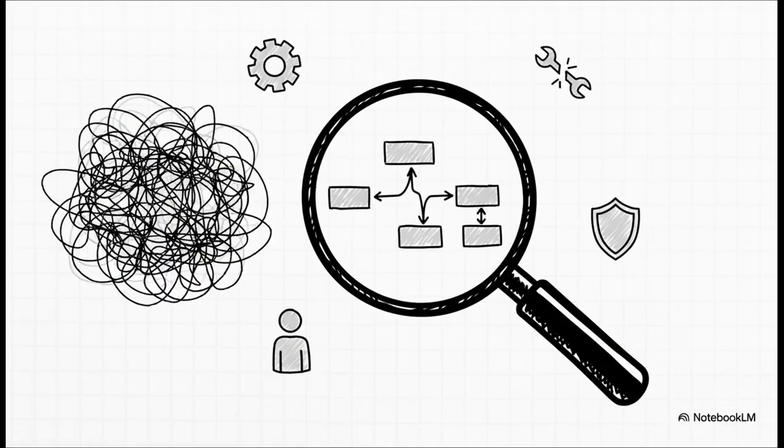So why do people go to all this trouble? Well, because these maps let a business truly see itself, maybe for the first time. They are absolutely essential for designing better systems, for spotting those annoying bottlenecks, for training new people, and for preventing really expensive mistakes. At the end of the day, they make the invisible visible.